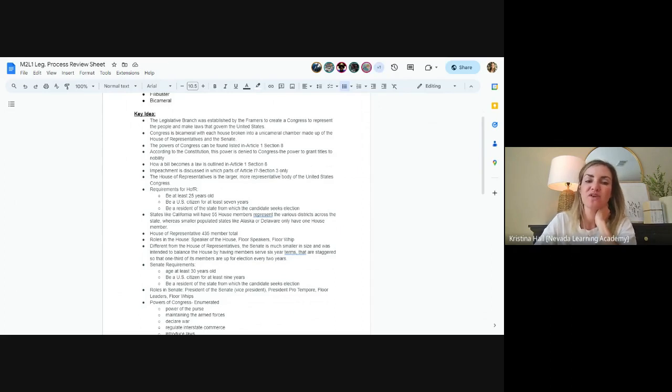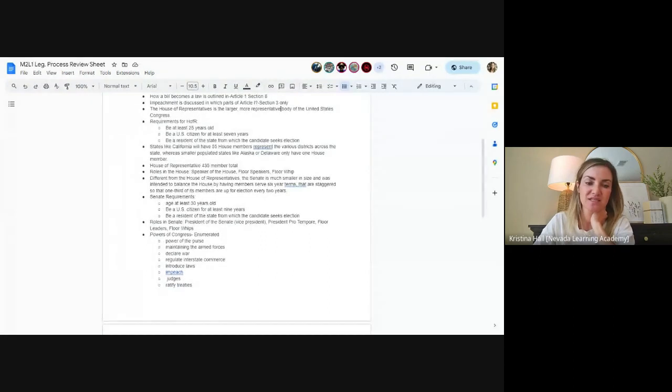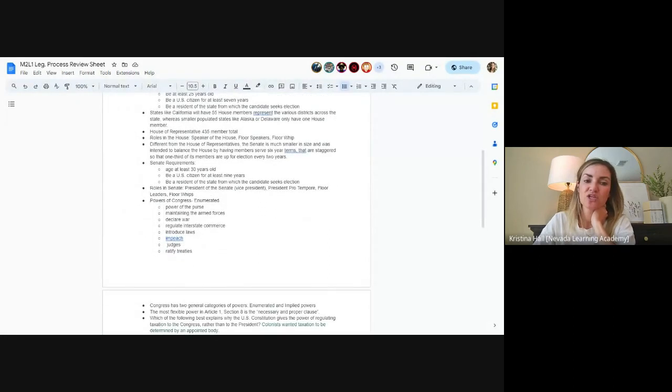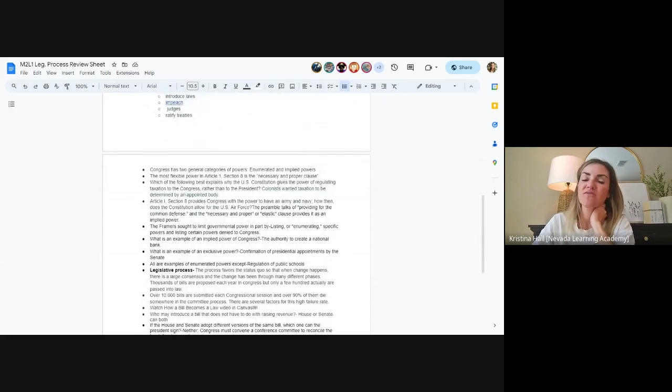Here are the requirements for the House of Representatives and some of their roles, some of the facts about that. Like states like California have the most. They have 435 members. How are they different? They have a 2-year term versus a 6-year term in the Senate. Here are the requirements for the Senate. Here are the enumerated powers. We went over those. Those checking for understanding questions are also in here.